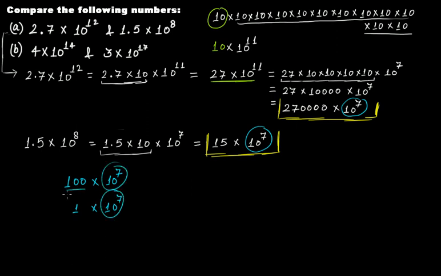Clearly, we are going to compare these two numbers only, right? Which one is greater? 100 is greater than 1. Here, which one is greater? You will say 2,70,000 is much greater than 15. So this number is actually greater than this number. So finally, 2.7 times 10 raised to the power of 12 is actually greater than 1.5 times 10 raised to the power of 8.